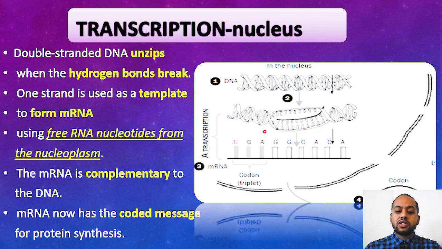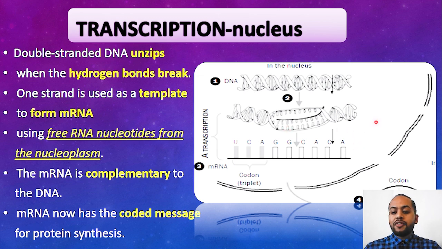I'm going to go again from the start. You had a DNA double helix structure. The DNA double helix unwinds and unzips, and the weak hydrogen bonds between the nitrogenous bases are breaking, so that you have two separate strands forming. Only one of these strands is going to serve as a template strand, and it serves as a template strand to form mRNA.